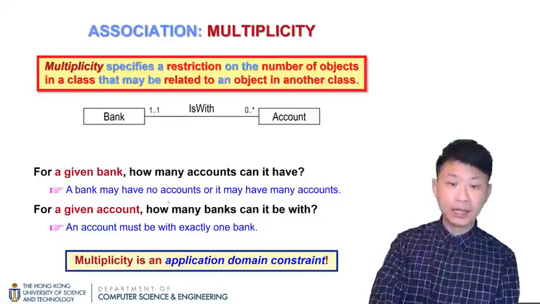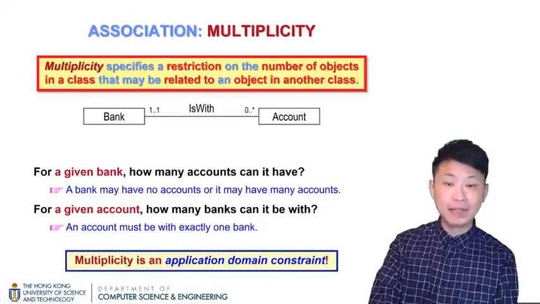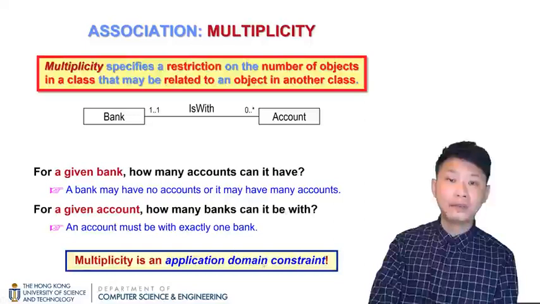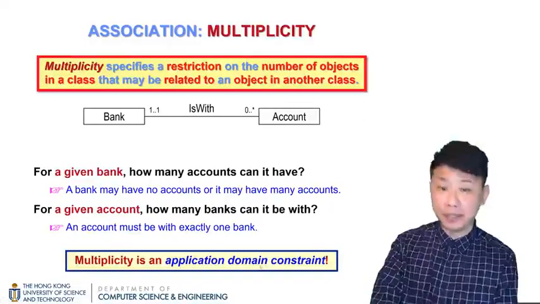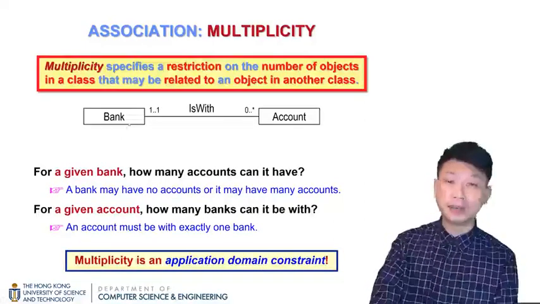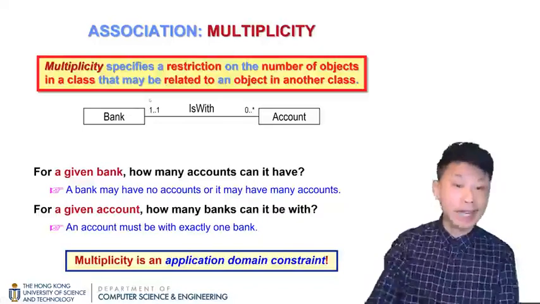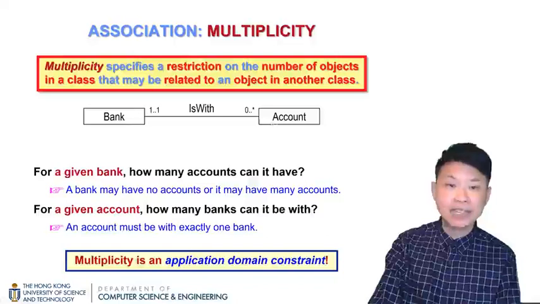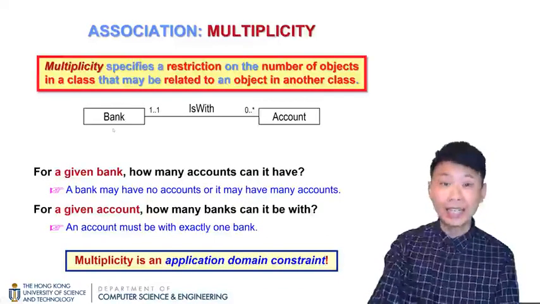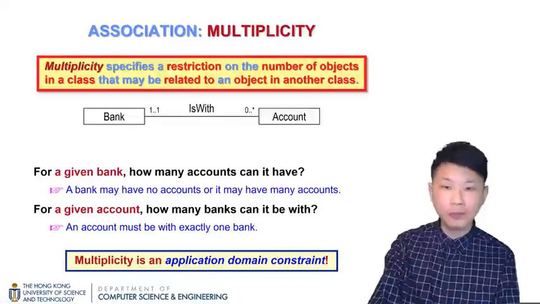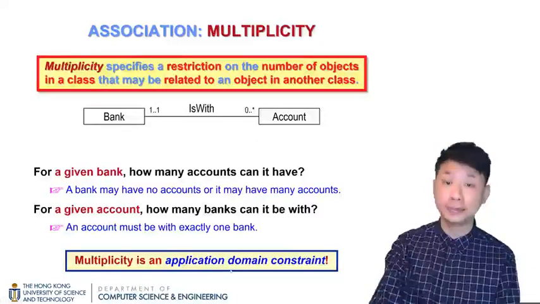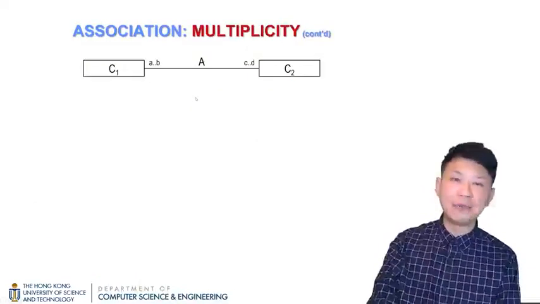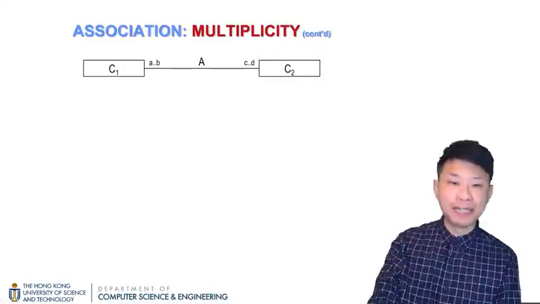Multiplicity is an application domain constraint, so you have to get this information from the application domain. The domain experts, some people from the application domain, will tell you a bank can have many accounts, and an account can be associated with exactly one bank only. That is some information that you can get from the application domain. And this is how we specify multiplicities within a class diagram.